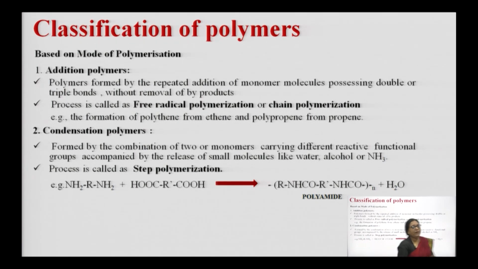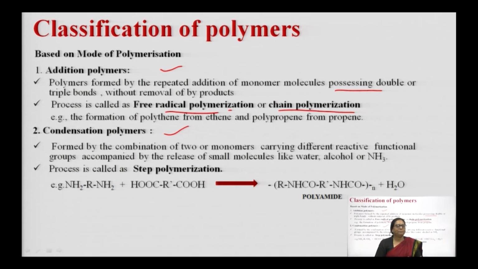Then the next category is based on mode of polymerization. On the basis of mode of polymerization, polymers can be addition polymers or condensation polymers. Addition means adding on the monomeric unit. So, these are the polymers which are formed by repeated addition of monomer molecules, such that the monomers have double bonds or triple bonds in them. This type of polymerization is also called free radical or chain polymerization. An example is the formation of polyethene from ethene.